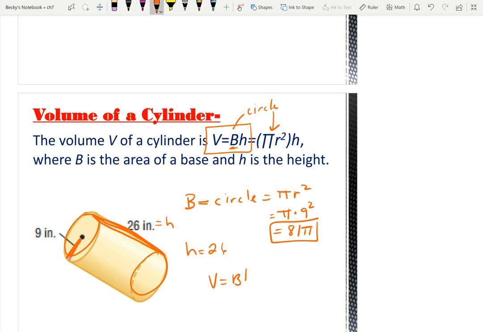So for volume, base times height, I have 81 pi times 26. Okay, so you don't put the pi into the calculator. I'm just going to type in 81 times 26. And I get 2106, and you just have to drop down that pi symbol. And again, inches cubed. That's it.